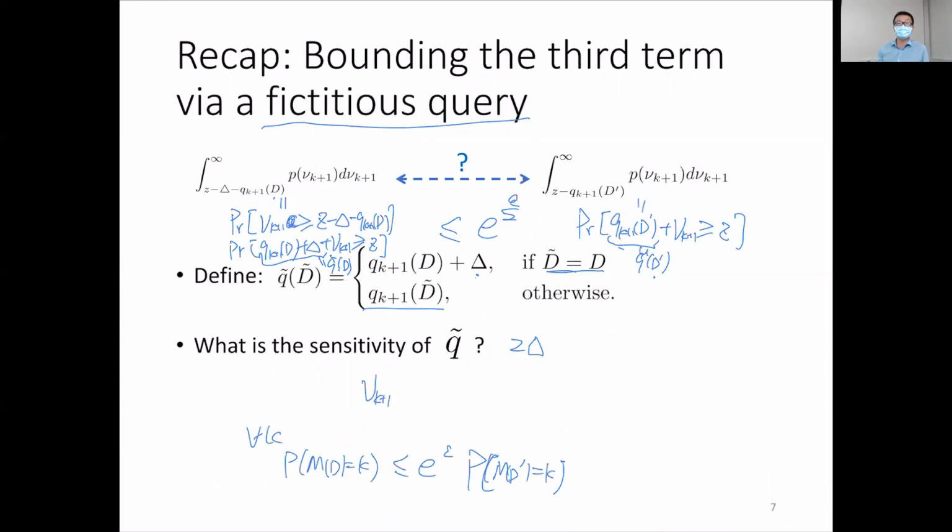This is a very delicate argument to prove something that's highly non-trivial, and I hope I've explained it clearly, with some more time to delve into how we define this utility query Q tilde. Any questions here?